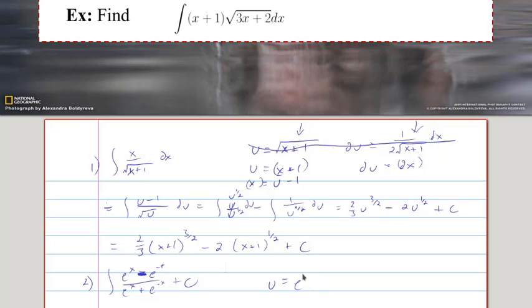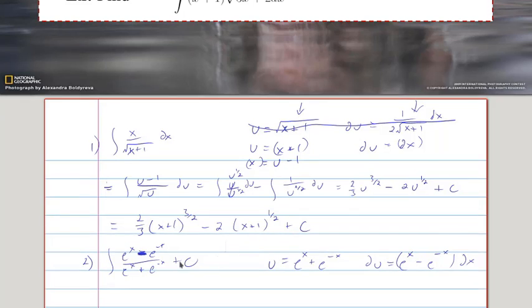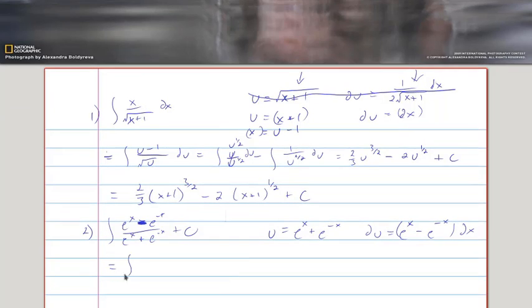So u equals e to the x plus e to the negative x. That means du is e to the x minus, because of the chain rule, e to the negative x dx. All right, so really we are just integrating 1 over u du. I don't know where this plus c came from. That should have been a dx. Sorry about that.